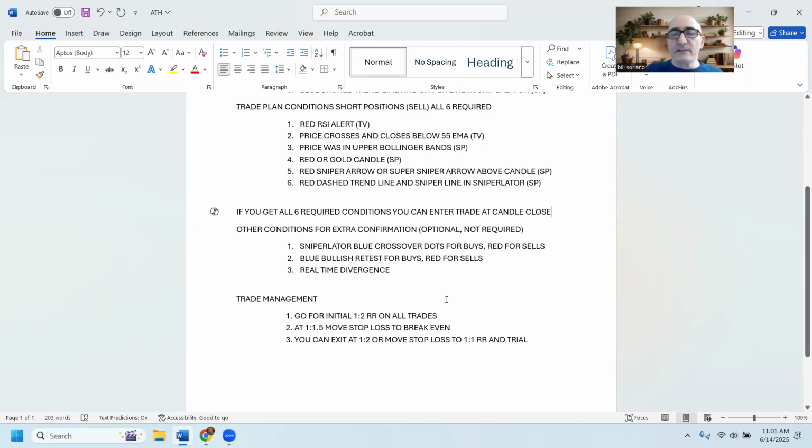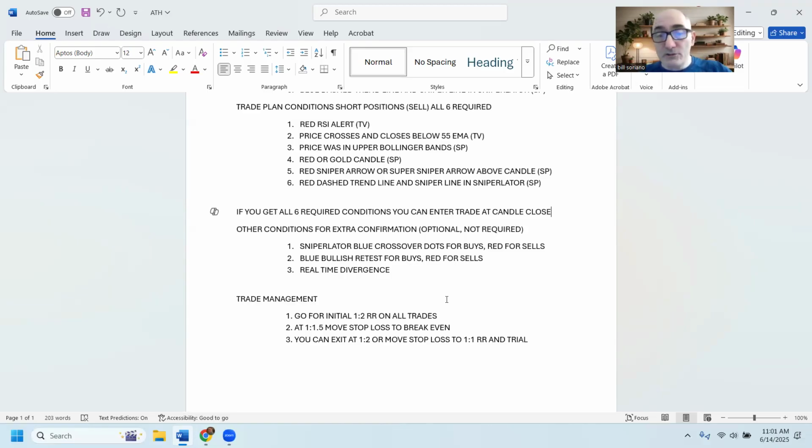Trade management, you want to go for an initial 1 to 2 risk to reward on all of these trades, guys. And what I suggest is, if you're risking 1% on your trades, and you really shouldn't risk any more than that, once you see that you're up 1.5% on that trade, right? So for instance, if you're risking $100 and you're now up $150, that's when you want to move your stop loss to break even. Okay. You don't want to have a situation where you're up, say $150 on a trade and now you lose $100 instead, right? So you're up 1 to 1.5, move your stop loss to break even.